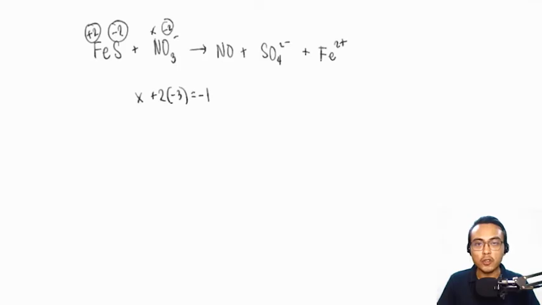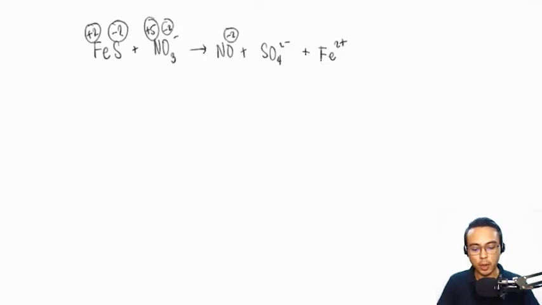The overall charge of the entire nitrate ion is negative 1. Solving for X, we have positive 5. So the charge of N in nitrate is positive 5. Next, NO. Oxygen here is still negative 2. And for the charges to balance, nitrogen should be positive 2.